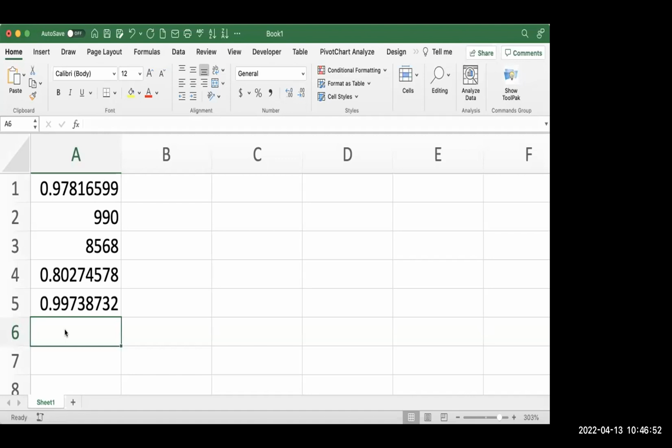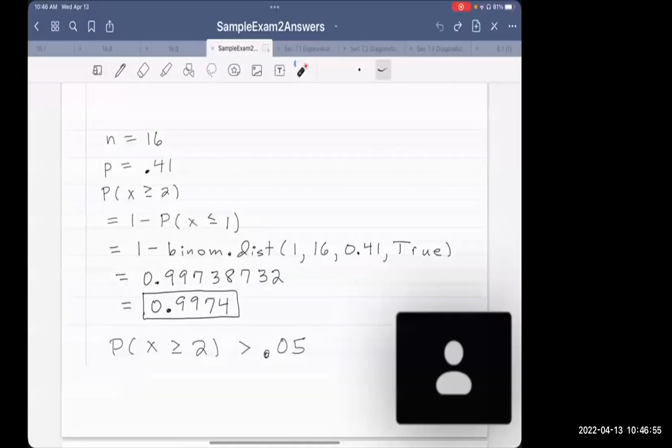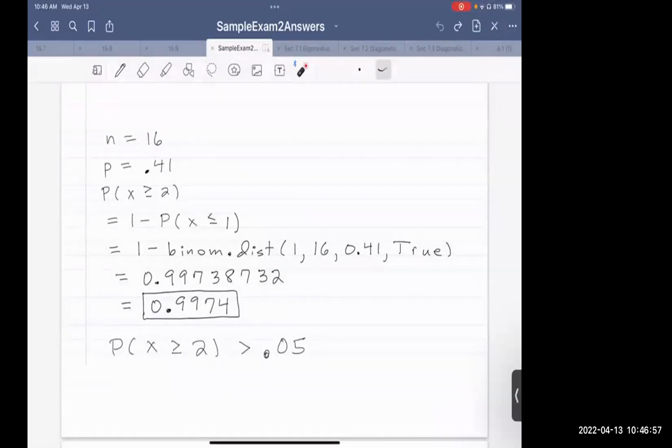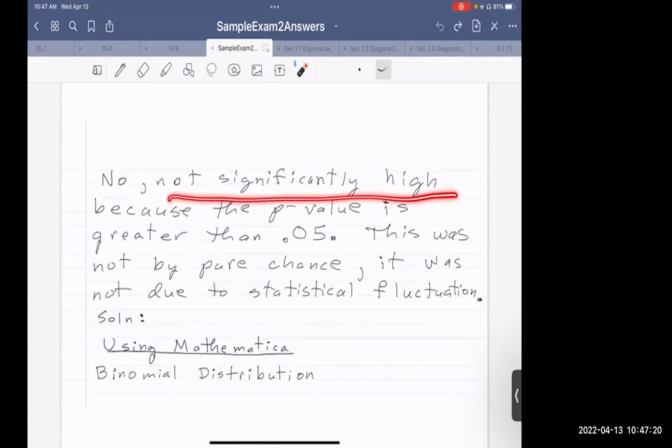And so I have 0.99738732. Round this to the nearest 10 thousandths, 0.9974. I have that since the probability that x is greater than or equal to 2 is greater than 5%, alpha, then no, this is not significantly high because the p-value is greater than 0.05. This was not by pure chance. It was not due to statistical fluctuation.